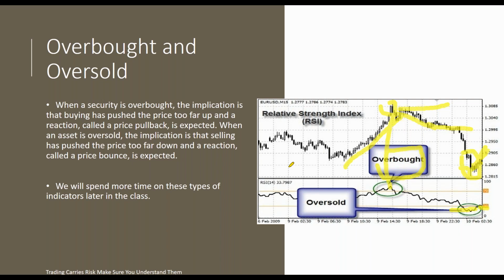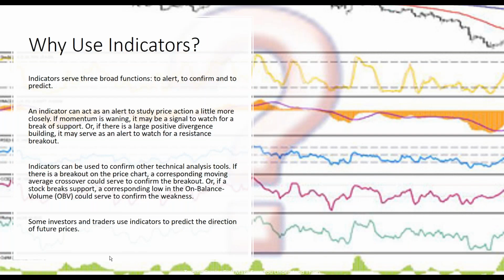So when a security is overbought, the implication is that buying has pushed the price too far up, and a reaction called a price pullback is expected. When an asset is oversold, the implication is just the reverse. Now, we have whole classes in using RSI and stochastics and understanding what overbought and oversold is, because it's very critical to understand this, and it takes about an hour to do this.